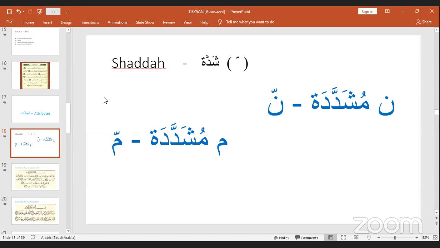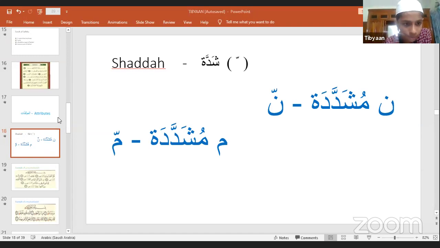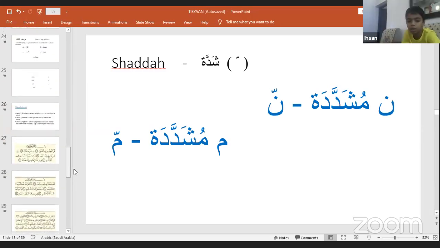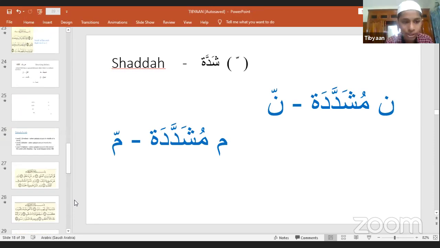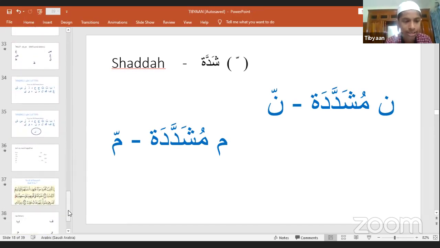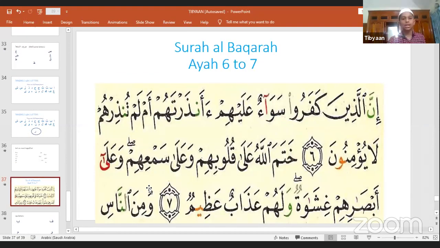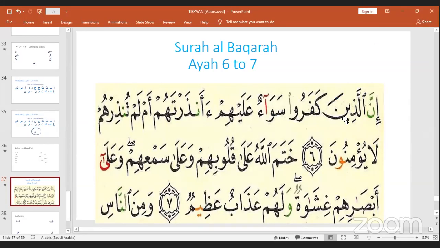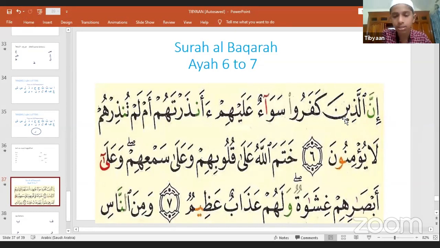Okay, I think we can start our Surah Al Baqarah. I hope all of you have a Quran. I'm sharing this on screen, but it's better to look at your Quran because you're going to learn with that Quran. It's very good to look at the Quran again and again. I'm only going to share the screen for your reference for the rules. So today we are going to learn Surah Al Baqarah, Ayah 6 and Ayah 7.